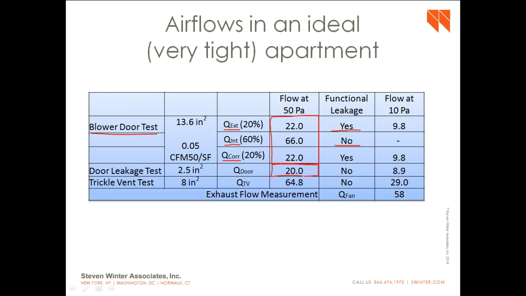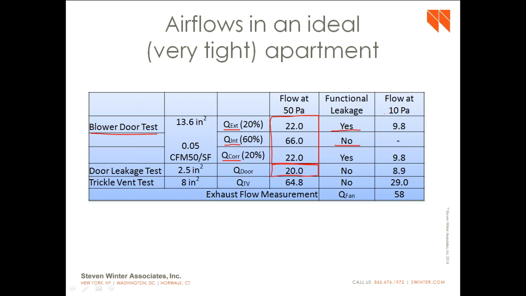Typical unweather strip doors might be well over 100 CFM 50. Trickle vents, if you really do have close to 8 inches of free area, you could expect maybe 65 CFM from that trickle vent. This is using that chart from the manufacturer that we looked at before. So about 65 CFM coming from the trickle vents.